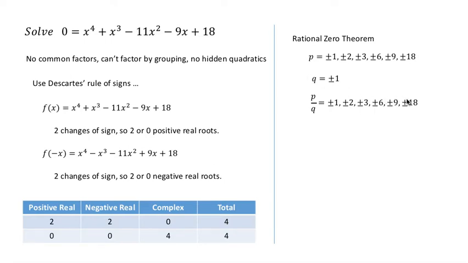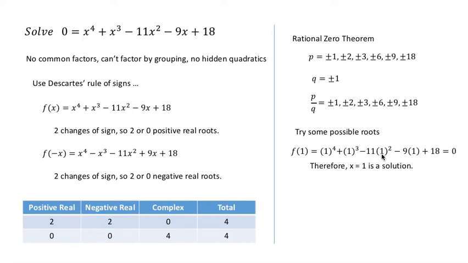So we're now going to guess, but we don't have to guess just randomly. We guess from this list of 6 times 2, 12 possible answers. So we're going to try some possible roots, and the first one we're going to try is 1. If we put 1 in here, then we get 0. So 1's a root. Excellent. X equals 1 is one solution.